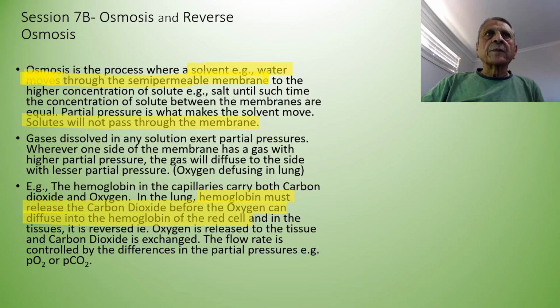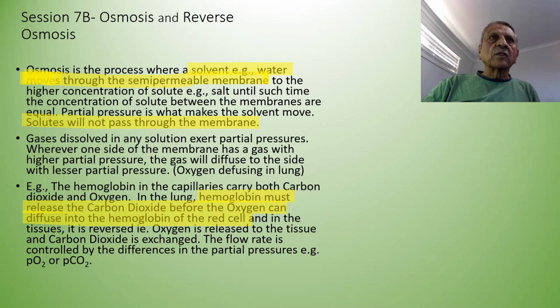We now come to the principle of osmosis. Osmosis is a process where the solvent, the water in this case, moves through the semi-permeable membrane to the higher concentration of solute, salt, for example, until such time the concentration of the salt between the different parts of the membrane is equal.